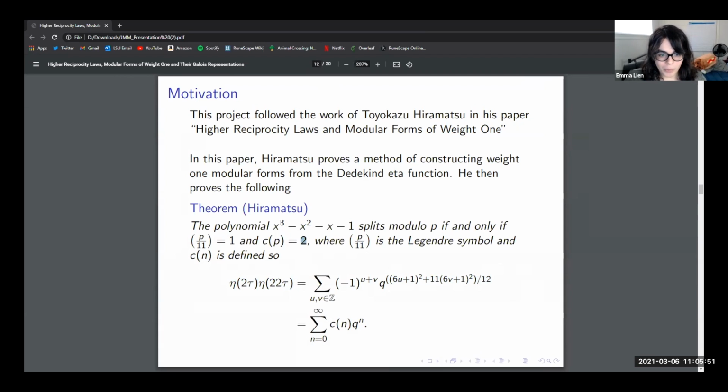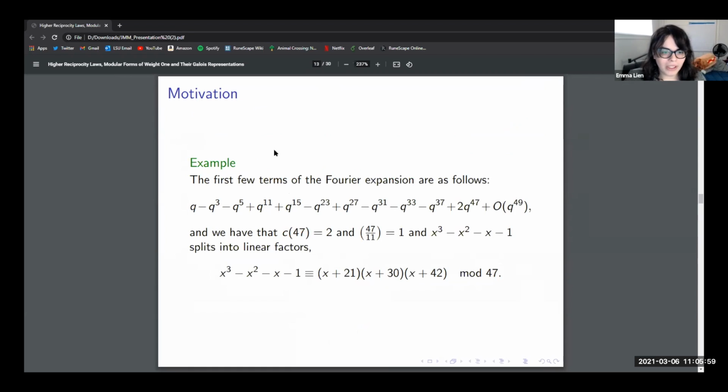So if we want to determine whether this splits mod p, all we have to do is look at the coefficients and look at whether it's a square mod 11. So if we look at the first few terms of the Fourier expansion, the first time that we have a coefficient equal to 2 is for p equals 47. And luckily enough, 47 is a square mod 11.